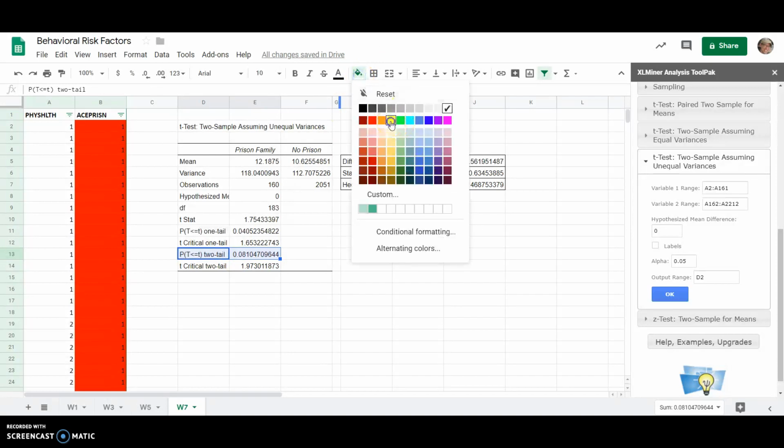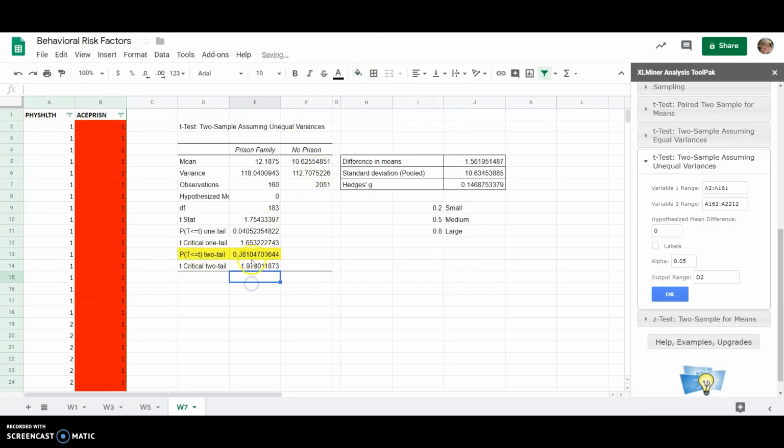And so that's what I'm going to highlight here. And so if we are looking at this as a two-tailed question, then our p-value is 0.08, which is above that threshold of statistical significance of 0.05. Remember, the lower the p-value, the more evidence against the null hypothesis. In this case, we do not have sufficient evidence against the null hypothesis. We fail to reject the null.